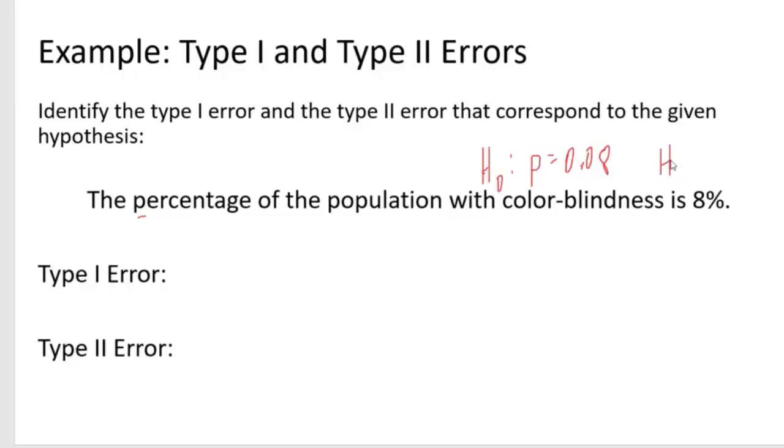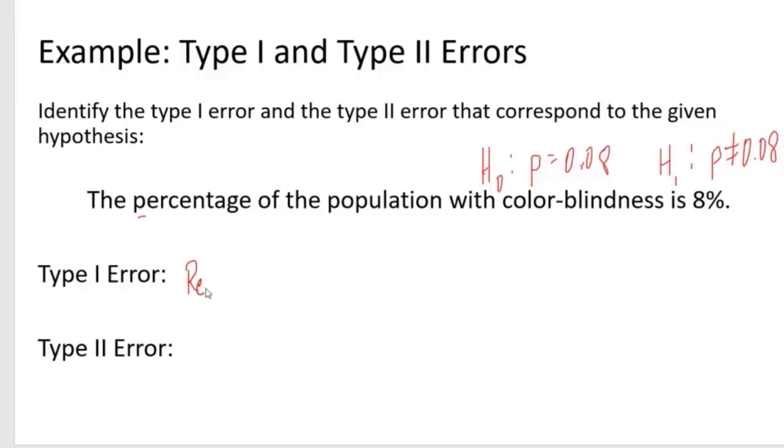And then our alternative, since we don't have a whole lot of other information, would just be that this is not the case. And so we would say that the percentage was not 0.08. Both of the errors have to do with the rejection or failing to reject the null, though. So a type 1 error is when you reject the null and it was true.